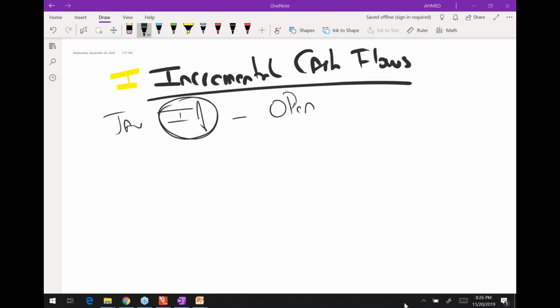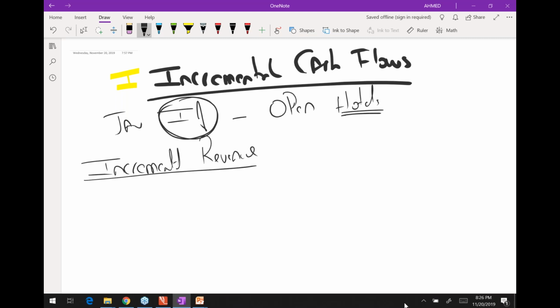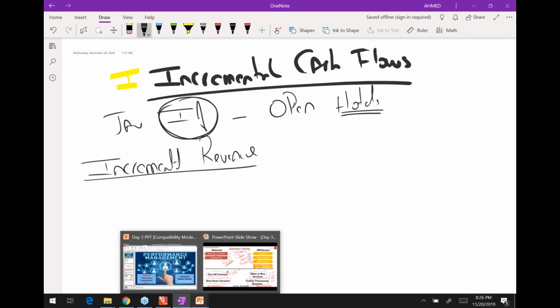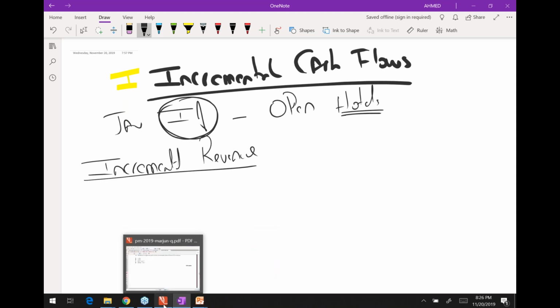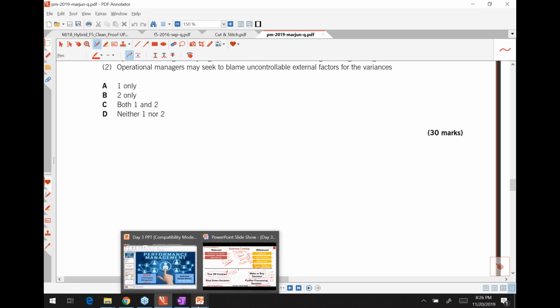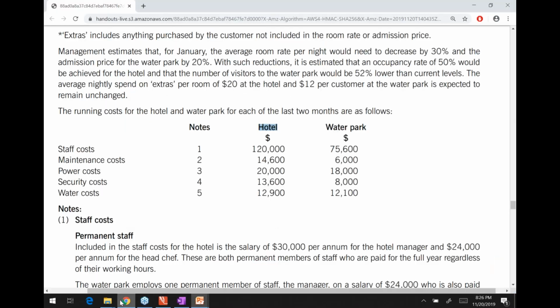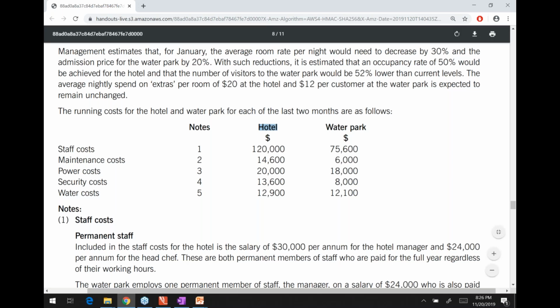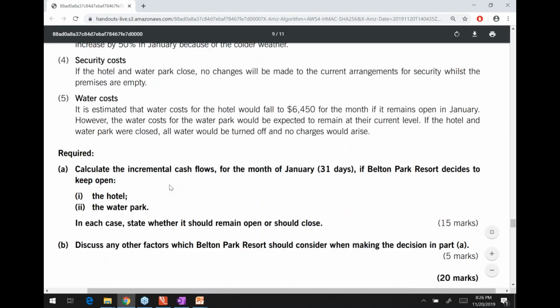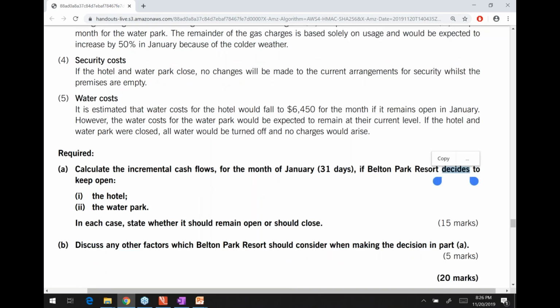My working will be for hotels. So let's work out the incremental revenue if we open in the month of January. And you know why I'm emphasizing the word if? Because the question requirement made it clear that if the company decides to keep open, then what will be the incremental cost and revenue. So that's why I am taking the same mindset.